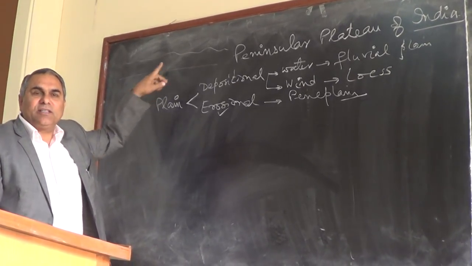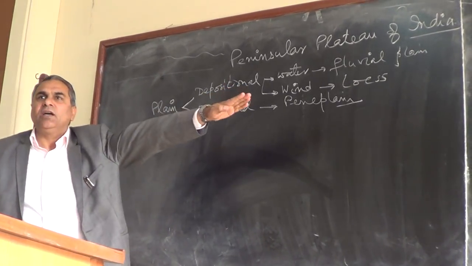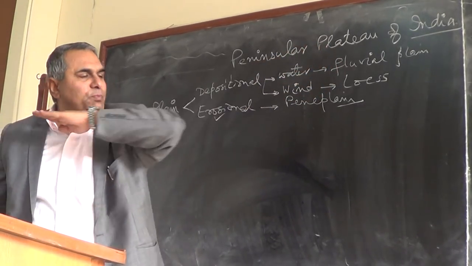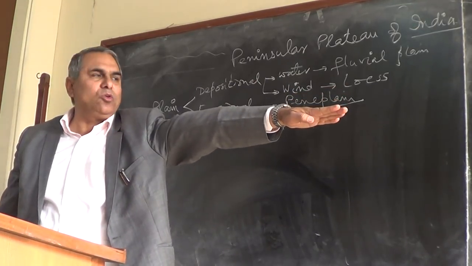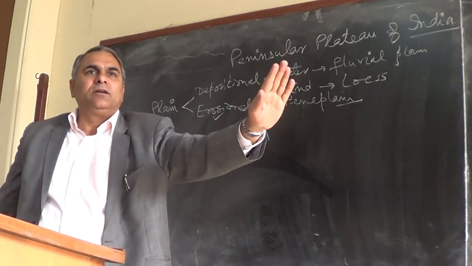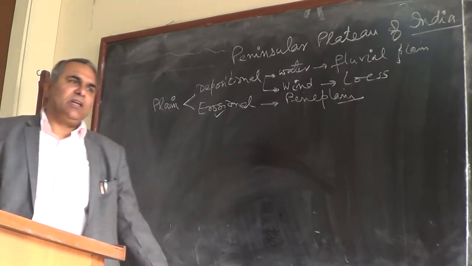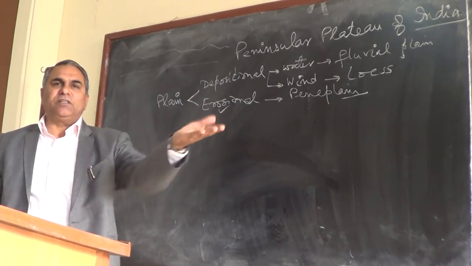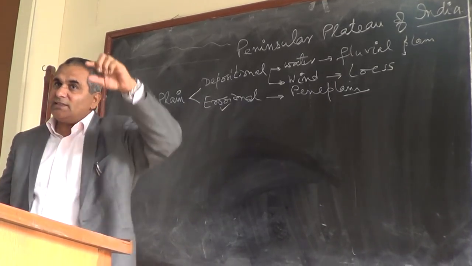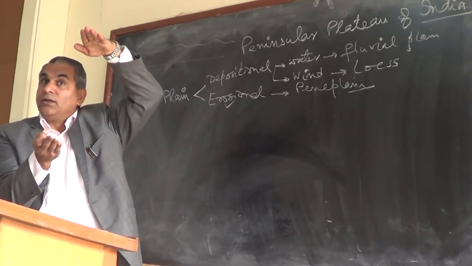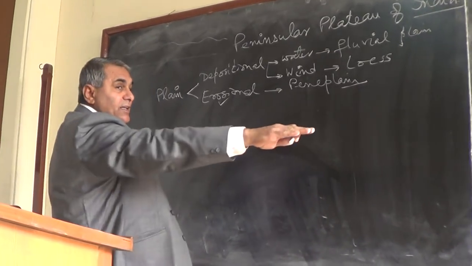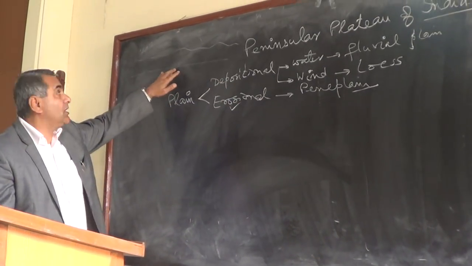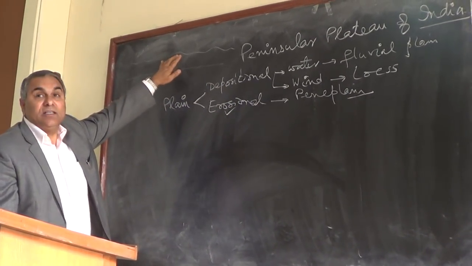It looks like a geometrical plain from Delhi all the way to Kanpur, to Banaras, to Patna, to Malda. It's perfectly in a linear order. No undulation. Gentle slope, say 50 centimeter per kilometer, 30 centimeter per kilometer. 30 centimeter is 1 foot. 1 foot decline in 1 kilometer is a perfectly uniform gentle plain. This is depositional plain. So these are the erosional plain.